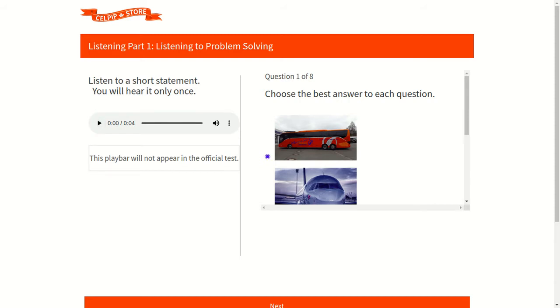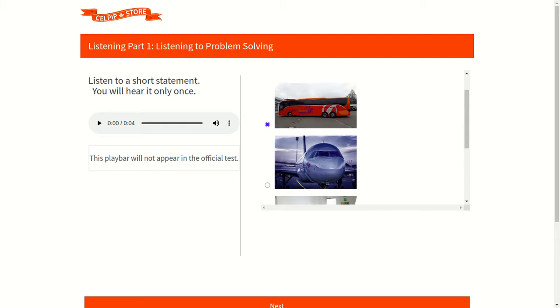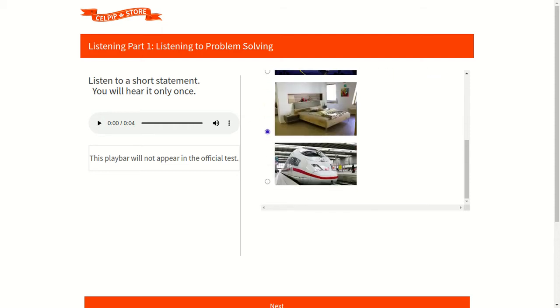As discussed earlier, options in the first question will be in the form of images, so in the question we have 4 images. Option 1 is bus stand, option 2 is airport, option 3 is hotel, and option 4 is train station. According to the audio, we can listen very carefully that the man wanted to go to train station to get train. So that's why option 4 is the correct option, that is train station.